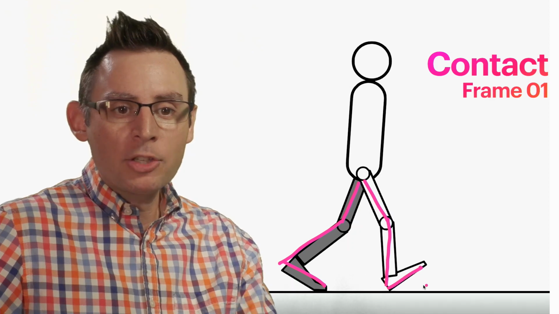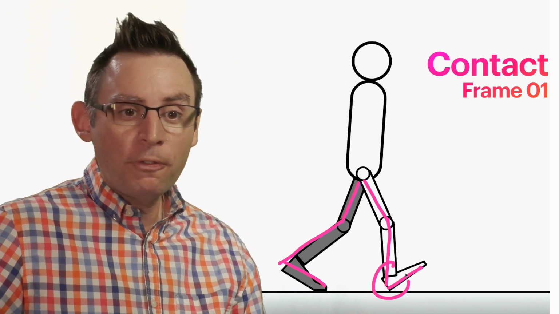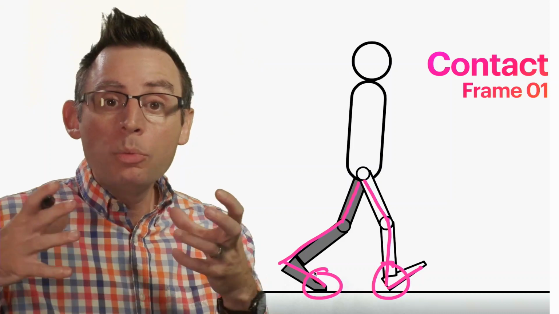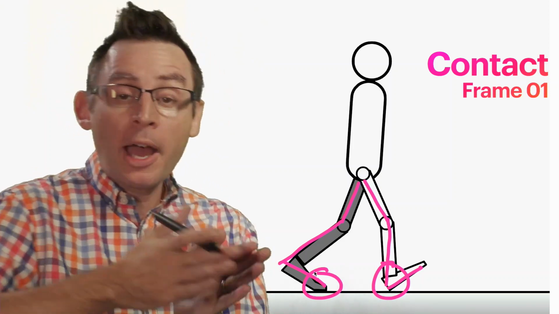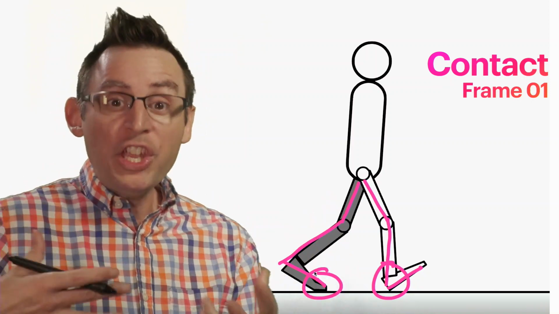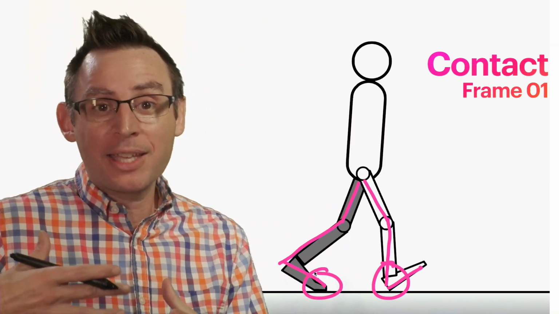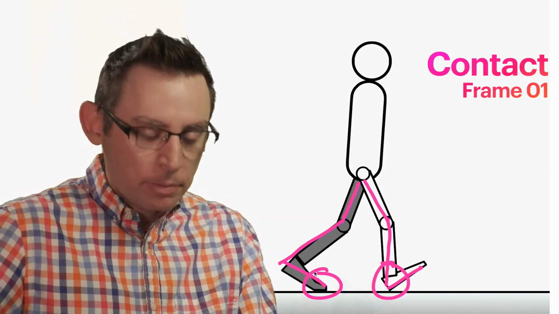Now, as one might imagine, it's called the contact pose because we are physically touching the ground with both feet in this one pose. This is one of the few frames in the entirety of the walk cycle where both feet are going to be on the ground at the exact same time, thus the name, the contact pose.